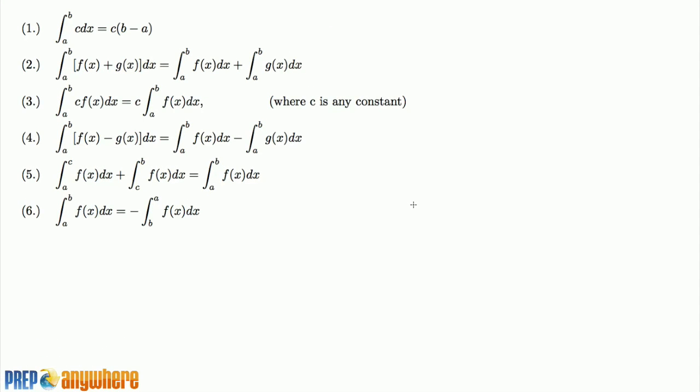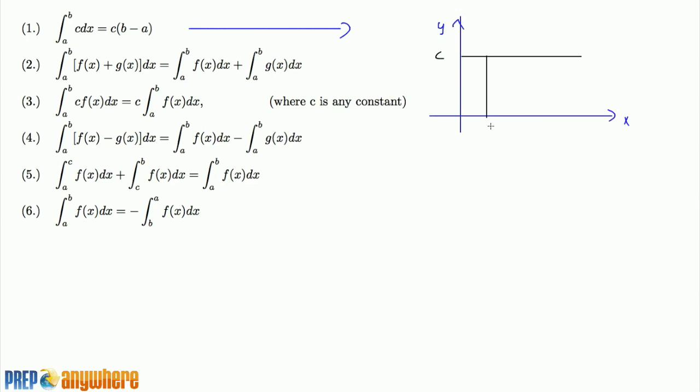Okay, so let's just go through these integral properties one by one. The first one: if you integrate a constant function from a to b, it's always just equal to c times (b minus a). So any constant function is what? Graphically, it's a horizontal line, right? Here's c, and we're integrating from a to b, so we're looking for this area here. The area is a rectangle. That's why it's just (b minus a) times c.